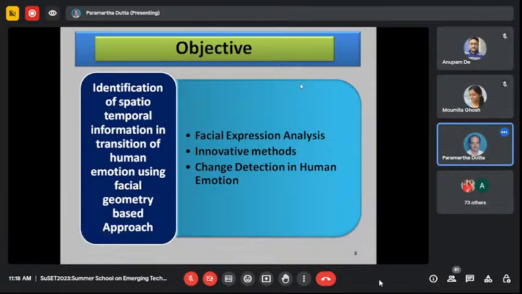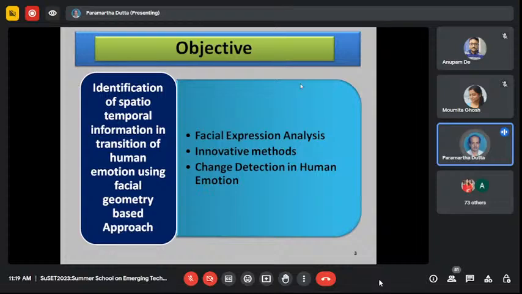Objective is the identification of spatio-temporal information. Temporal in the sense that since it deals with a sequence of images, naturally the question of this sequence is important. That means in which order, temporal order or time order, the images are appearing one after another. So that is important. Order is important. So that is why it is spatio-temporal information.